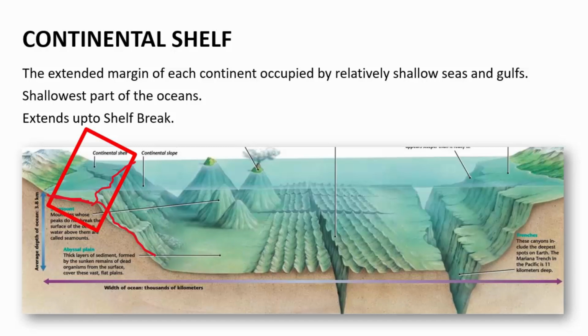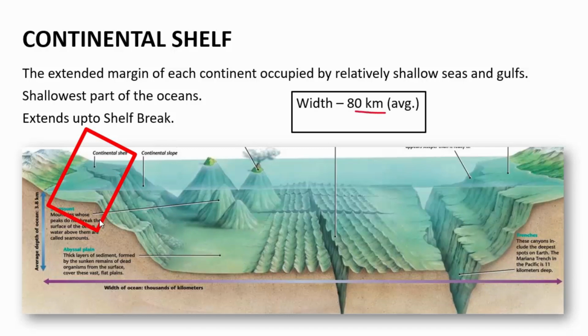Now, also, this is very important for you to know that this extension could be up to 80 kilometers on an average, and mostly it is on the western coast of all the continents. The next in our list is the depth of these. They can be as deep as 30 to 600 meters.